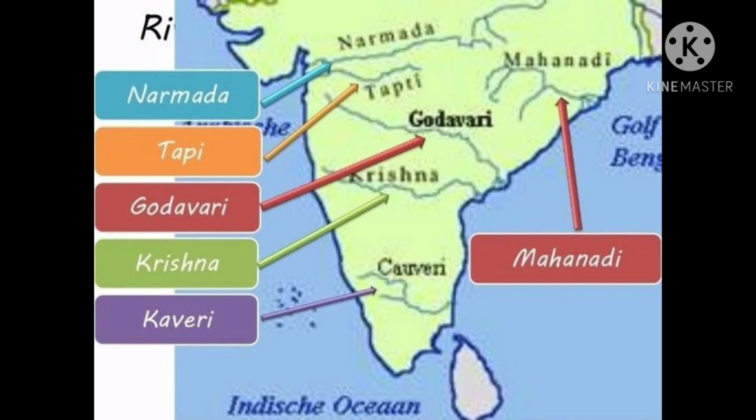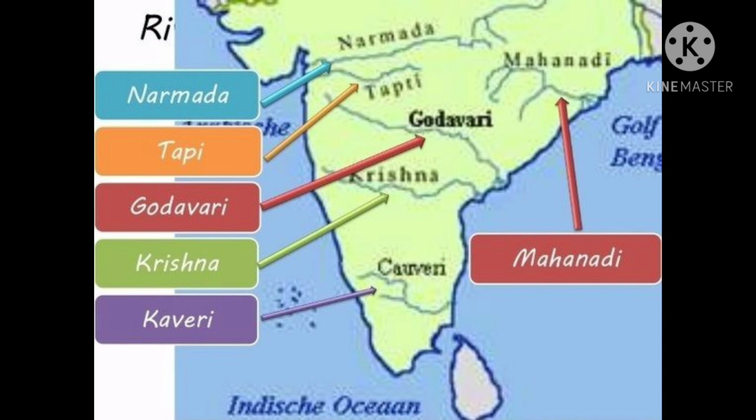Children, now we will show some South Indian rivers on the map of India. First of all, Narmada. Narmada river flows from east to west direction. It joins Arabian Sea. And below Narmada River you can see Tapti River. It is also flowing from east to west and it also joins Arabian Sea.